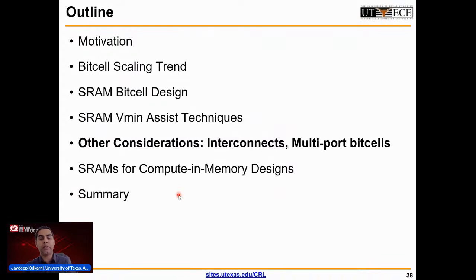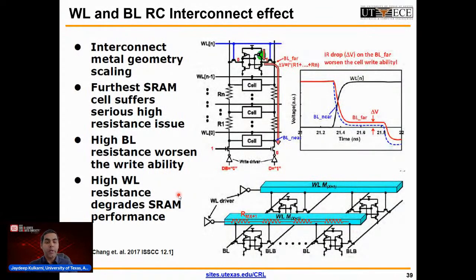So far I have discussed the bit cell scaling trend, the bit cell design, and then I moved on to the assist techniques. But for a complete foolproof SRAM array design, what are some of the other considerations? I'll briefly touch upon only a couple of them. As you can imagine, as I have shown in the beginning, designers have to consider many, many aspects before qualifying that technology. So let me point out some of the important effects that we have to worry about in advanced FinFET technologies.